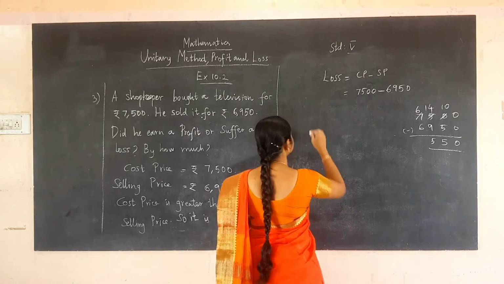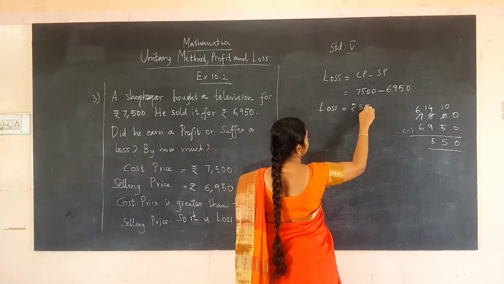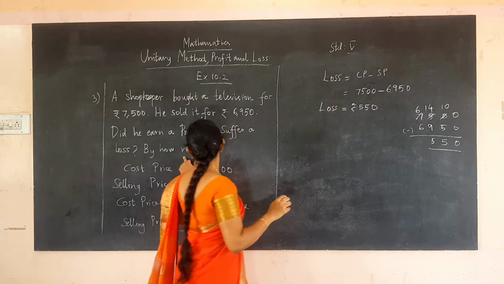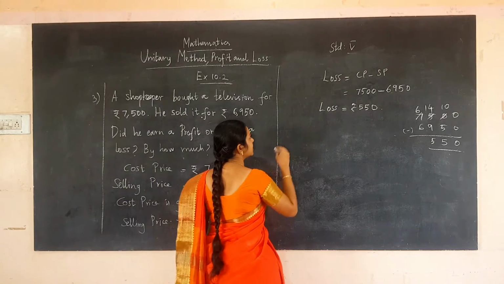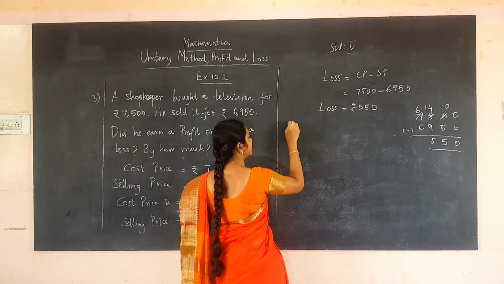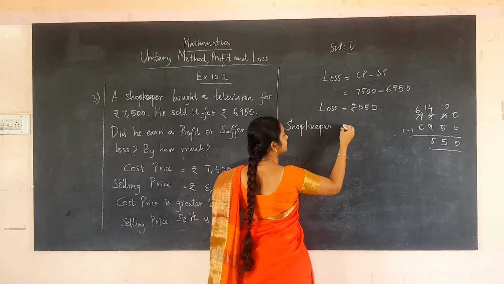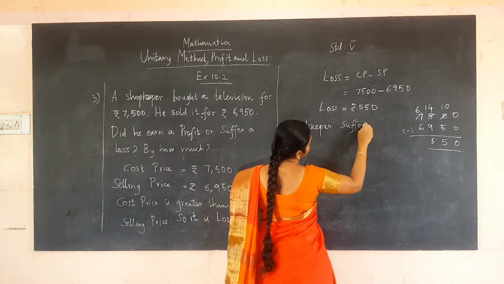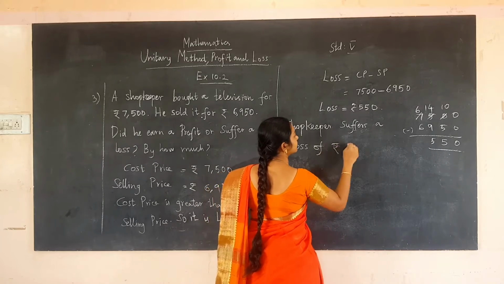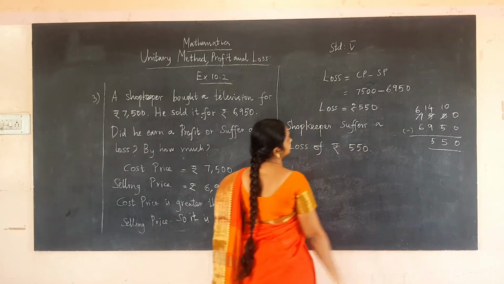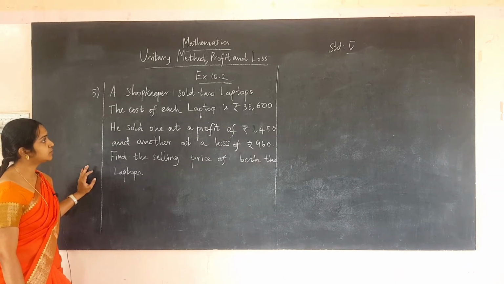So the loss is rupees 550. So the shopkeeper suffers a loss of rupees 550. And that is the answer. The fifth question is, a shopkeeper sold 2 laptops.